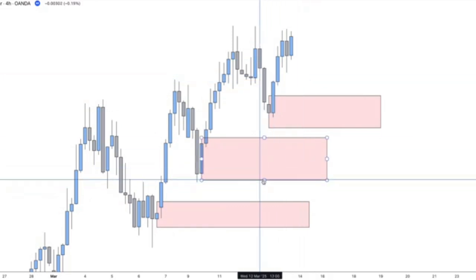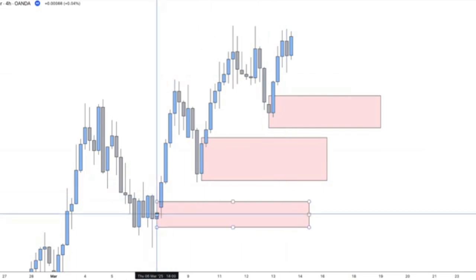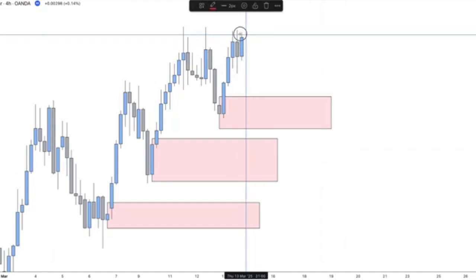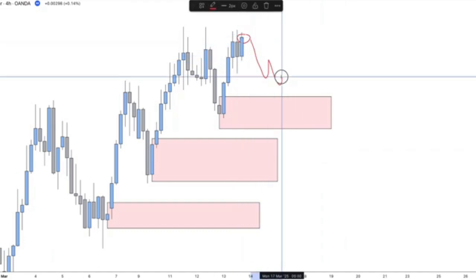I don't use the last down candle before the up candle or anything like that. It's the last candle before the impulse. I just want to make that clear so you don't get confused. Right, so if you were looking to buy this market from where we are now, which zone would you select?